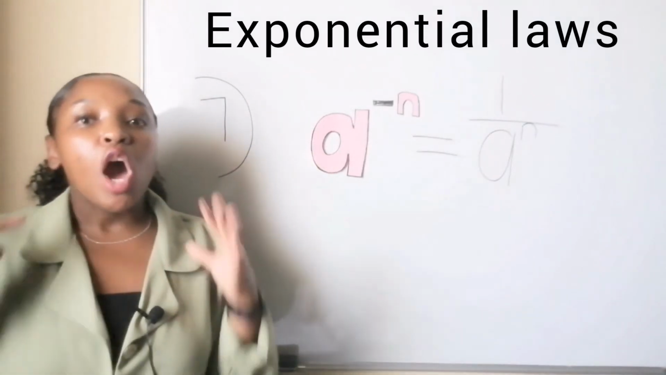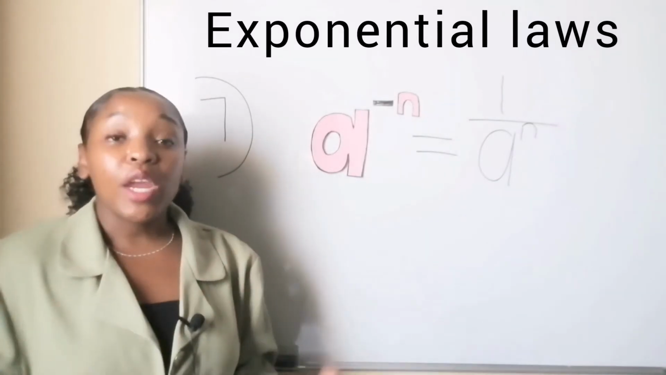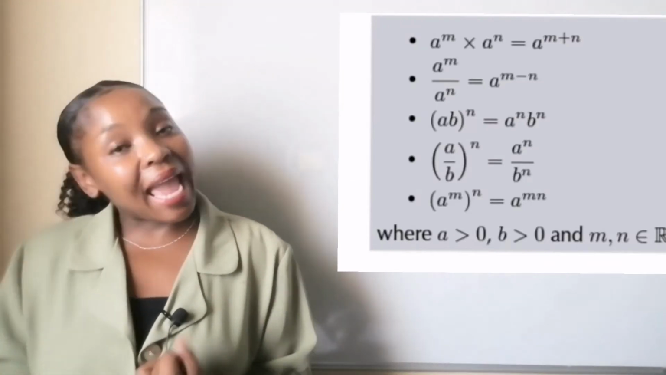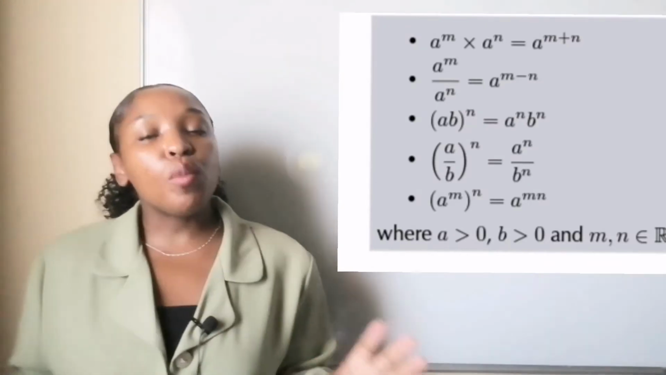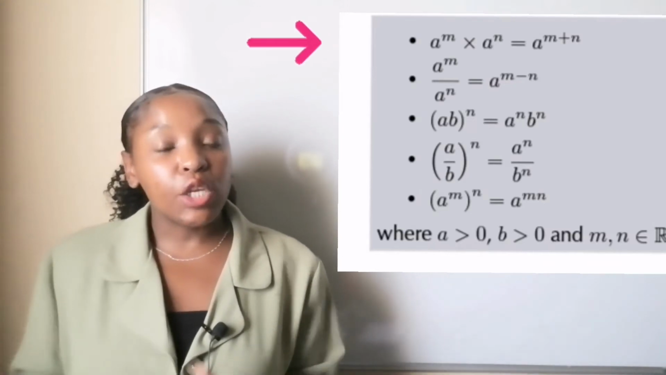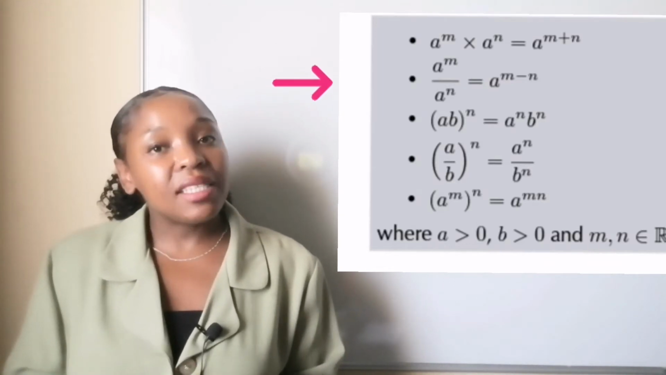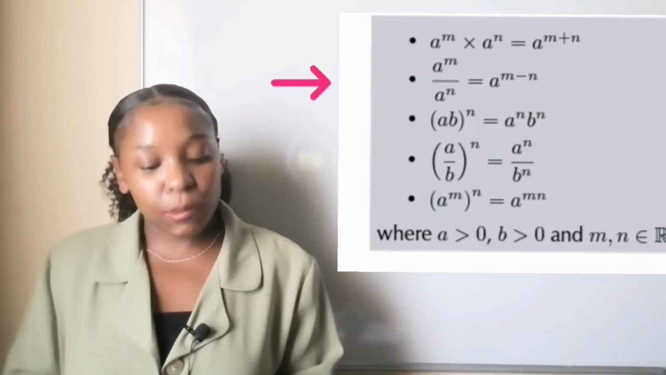Right, guys? So those are the 7 important exponential laws that you guys need to know off by heart to help you solve your exponential equations. So I'm going to take you through those laws again. The first law that we had is that if you are multiplying 2 powers that have the same base, you add your exponents. The second one, if you are dividing powers that have the same base, you subtract your exponents.